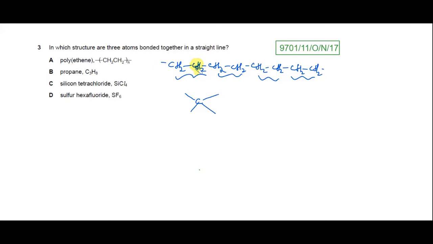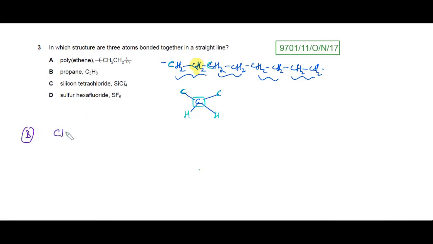So we can imagine that it is something like this. This particular carbon is connected to this carbon out here and this carbon out here. Then there are 2 hydrogens, H and H. So even if I'm focusing on one carbon atom, it is not having 3 atoms in a straight line. This is the point that you have to keep in mind. So now let's go with option B, propane.